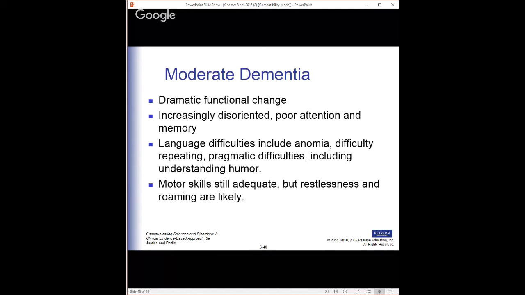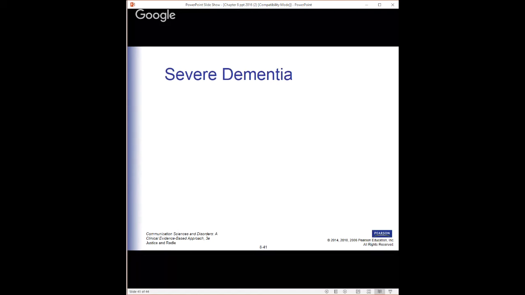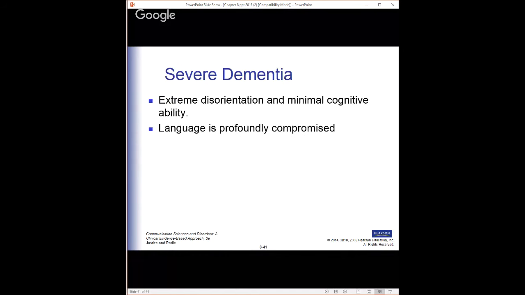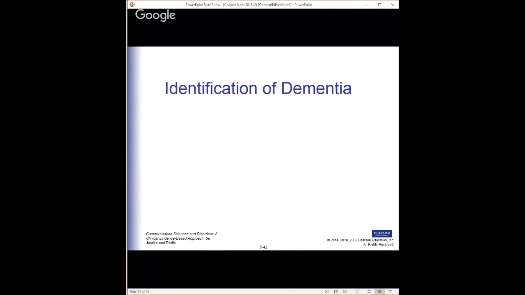And these are the stories that you might hear of people who have gone to the same store for years and they get lost walking out of their car, forget that they were going to the store, and they find them down the street, not even remembering that they were going to the store. Then severe dementia is characterized by extreme disorientation and minimal cognitive ability. Language is profoundly compromised. Motor skills deteriorate.